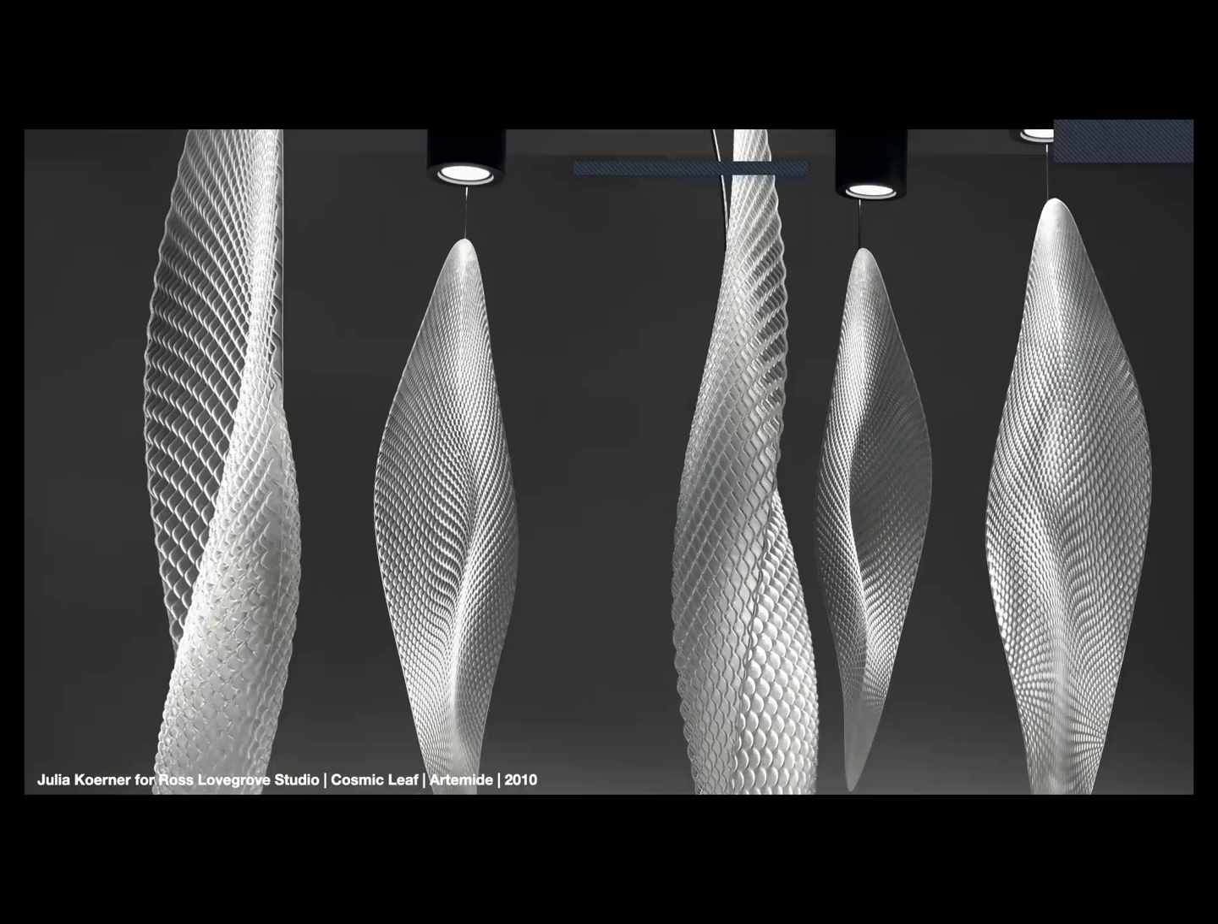I was lucky and I got invited by Ross Lovegrove to go and work with him in London for 3 years. And some of the products which were coming out of this collaboration was, for example, the Cosmic Leaf for the Milan-based light company Artemide.